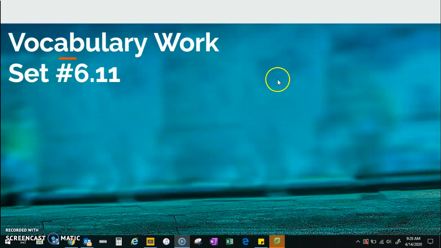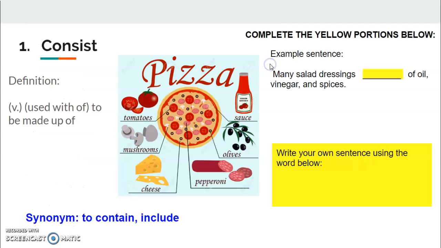As I'm going through each word, what I think would work best is for you to pause the video after I'm done talking about that word. So for consist, after I'm done going over the definition and the synonyms and the sentence, you can go ahead and pause the video, go back and work on your own sentence.